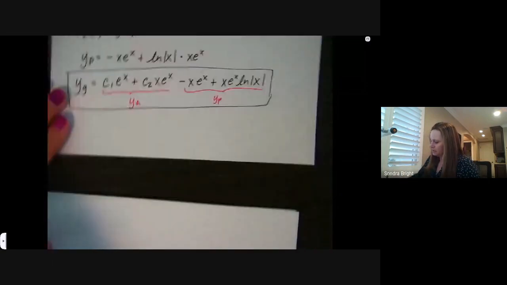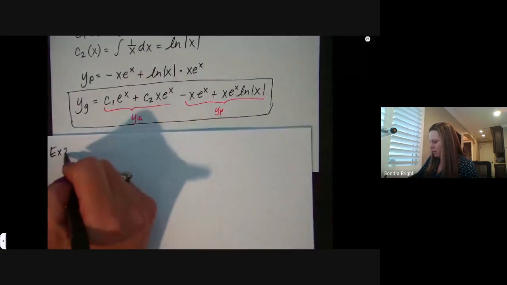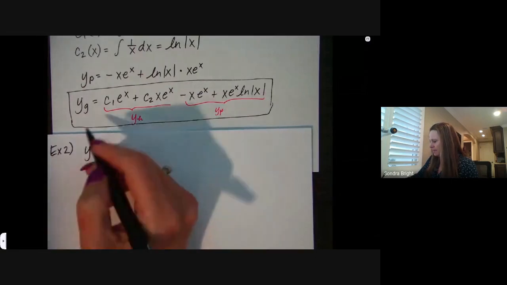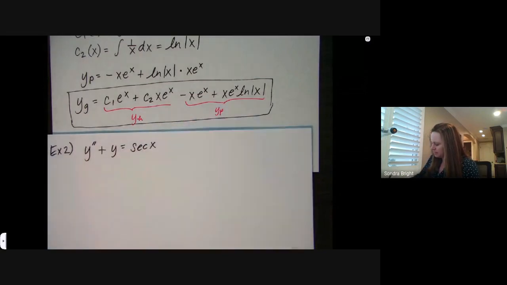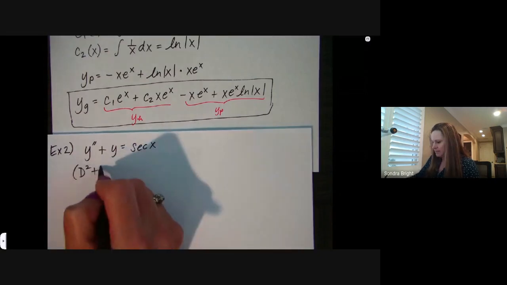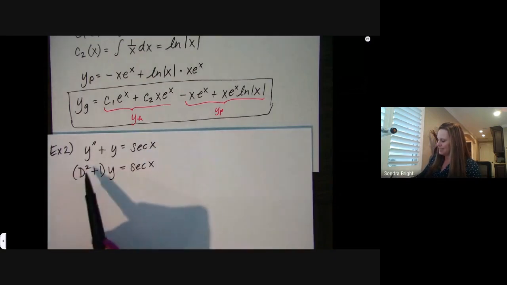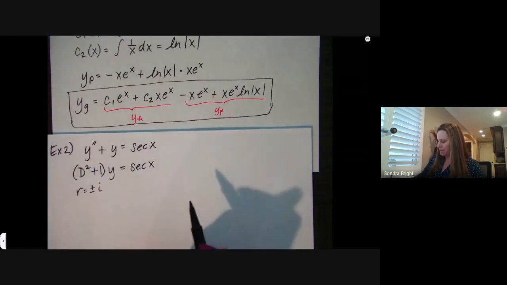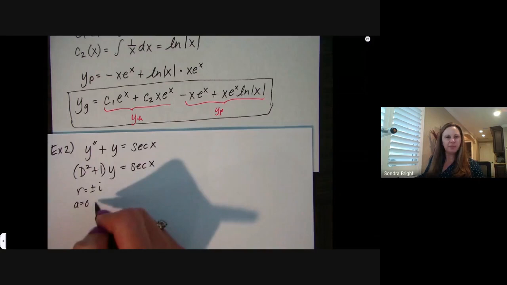Let's do example 2. We're going to solve the differential equation y double prime plus y equals secant of x. If I rewrite the left-hand side, that is D squared plus 1 operating on y equals secant of x. Solving this, r would be plus or minus i. So you have complex roots but no multiplicity, and your a is 0 and your b is 1, because those are both 0 plus or minus i.